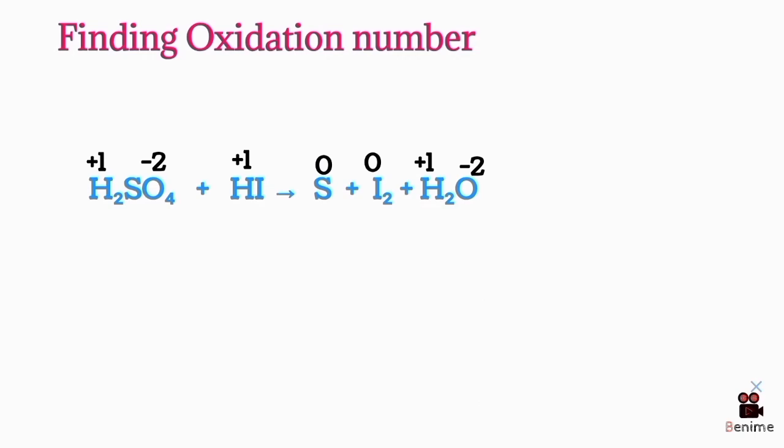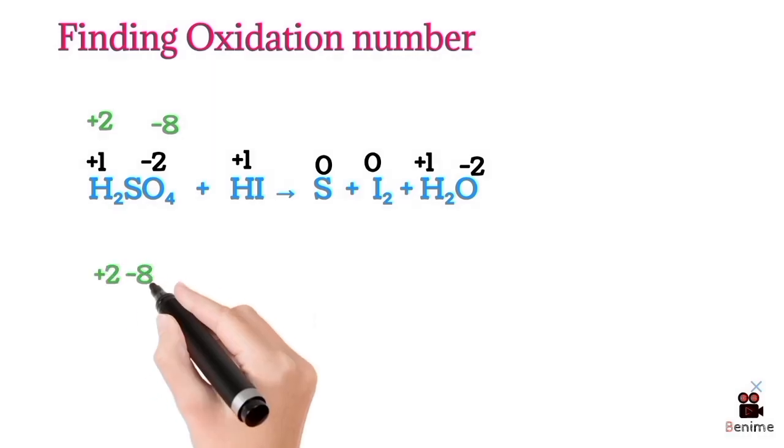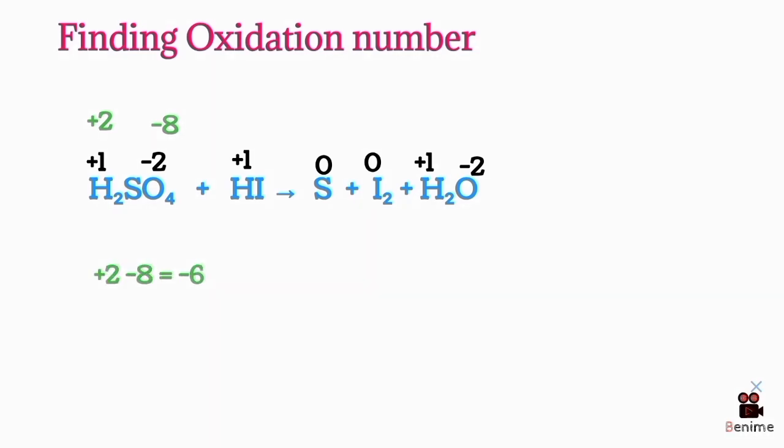Hydrogen is +1. There are 2 hydrogen atoms. So, their total oxidation number becomes +2. Oxygen is -2. There are 4 oxygen atoms. So, their total oxidation number becomes -8. We know that the sum of all oxidation numbers in a neutral compound is 0. Now the sum of the known oxidation numbers is -8 + 2, which equals -6. To make the total equal to 0, we must assign oxidation number +6 to sulfur. Therefore, sulfur has oxidation number +6 in H2SO4.